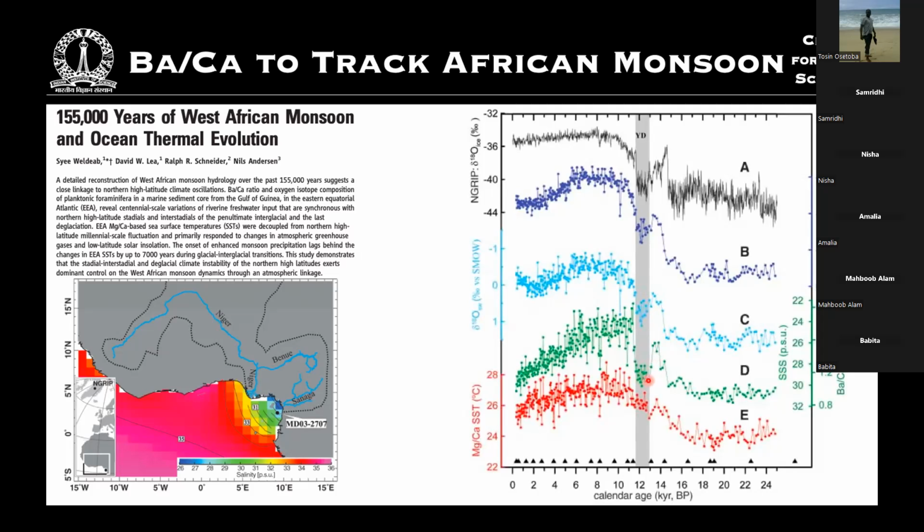But Younger Dryas shows a rapid crash in the barium-calcium, which is also expected, because if you cool down the globe, there is less moisture in the atmosphere. As a result, there is less continental runoff. And as soon as we recover, there is a rise in barium-calcium.